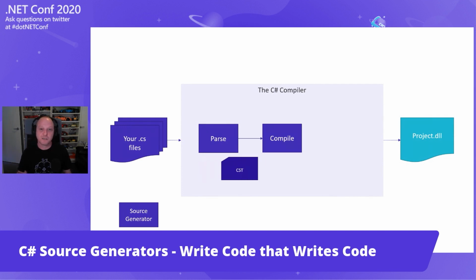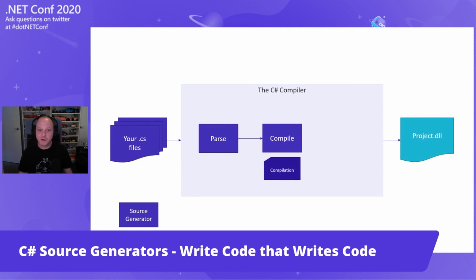So your syntax trees are sent into the compile phase, and that produces a compilation. A compilation has two things in it. It has your syntax trees, which is exactly what was in your code, and then it has your symbolic information. Those are the types that you're using. So when you use the keyword string, the parser knows that's a keyword, but it's up to the compilation to know, oh, that's a System.String, and here's the DLL it comes from.